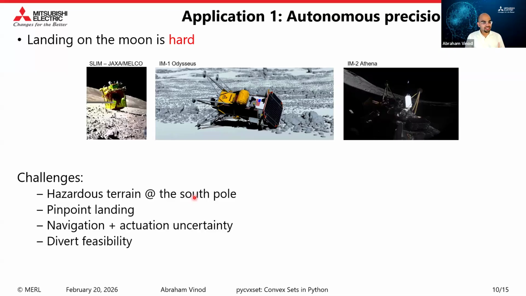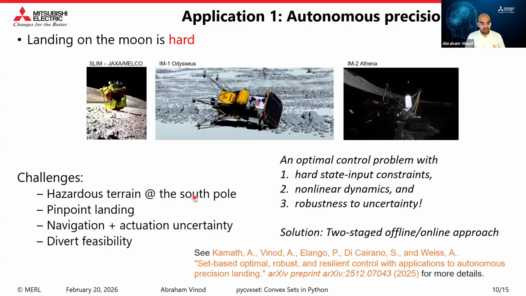So at the heart of this is an optimal control problem where you have hard state and input constraints, nonlinear dynamics, primarily because of the mass dynamics that deplete in a particular fashion, and we have to be robust to the uncertainty involved. Some of this work I'm going to show next is under review, in this arXiv paper, and what I'm going to show you is a two-stage approach where we use these sets to actually tackle this problem.